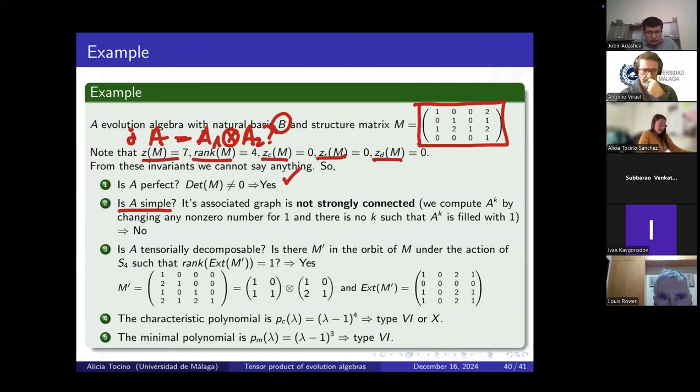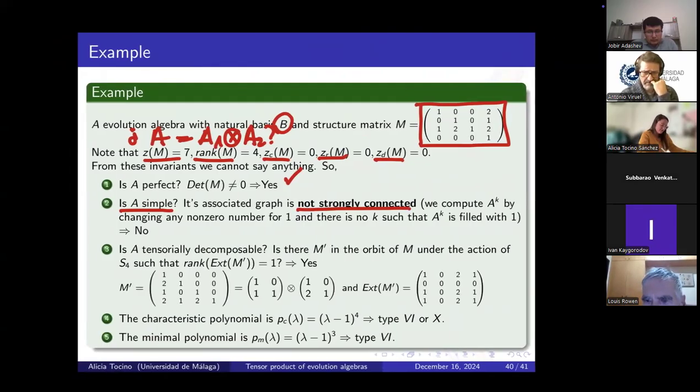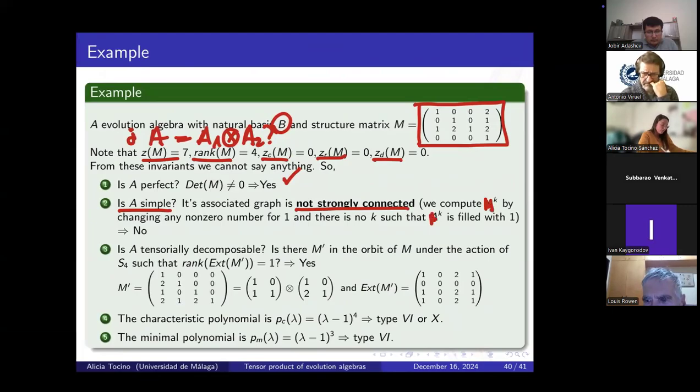We compute the associated directed graph and check that it is not strongly connected. In the same way, we compute the powers of the matrices. If this power of matrices stabilizes and the final matrix is filled with 1, then it is strongly connected. Okay, in this case, no, we don't have that. So since it is not strongly connected.